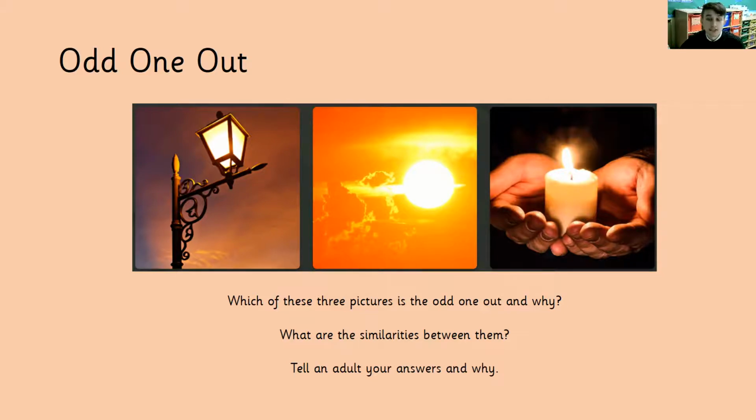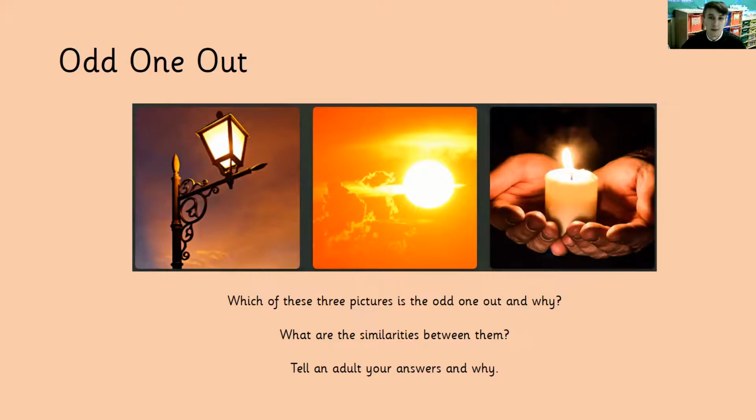You might say the sun, because it's the only one which isn't man-made. Or you might say the candle, because it's the only one which is mobile, meaning you can move it around. The street lamp and definitely the sun, you can't really move around very easily, can you? So for each of those, they could be the odd one out in one way. But how you described it, that's what we're looking for. Can you use your scientific skills to give me a reason for your answer?